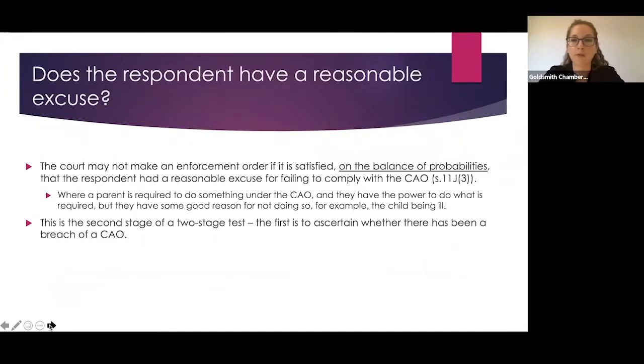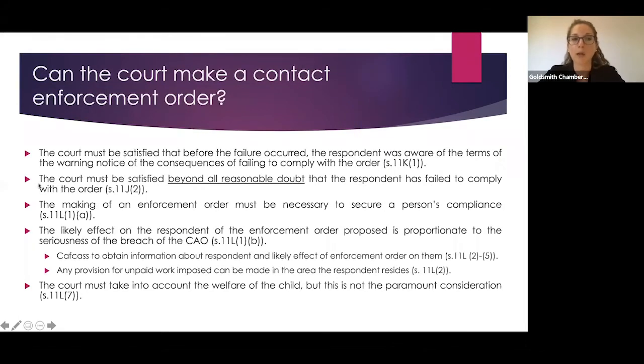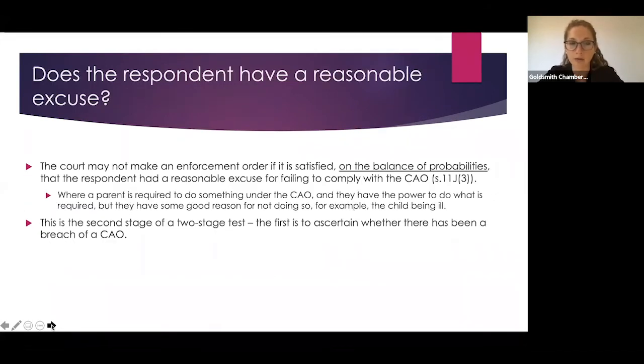Does the respondent have a reasonable excuse? And this is arguably stage 2 in a 2-stage test. The first stage being this provision here, whether the court is satisfied beyond all reasonable doubt that the respondent has failed to comply with the order. And the court should treat this as a 2-stage test. It should first be satisfied that there is in fact a failure to comply, and then turn its mind to whether or not the respondent has a reasonable excuse for failing to comply with the order.